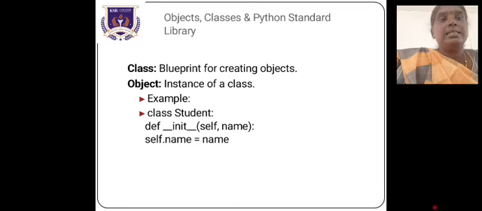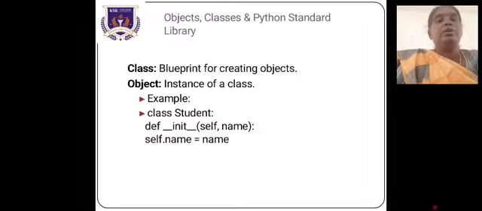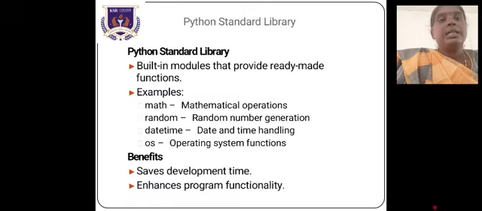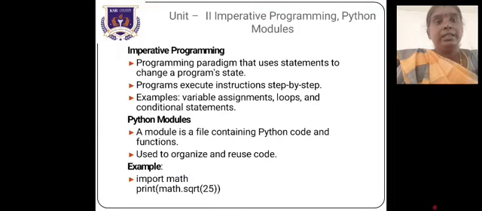Object classes and Python standard library. Classes, blueprint for creating object. Object means instance of a class. For example, class Student: def __init__(self, name): self.name = name. Python standard library, built-in modules that provide ready-made functions. For example, math, random, datetime, os. The benefit is saves development time, enhances program functionality.